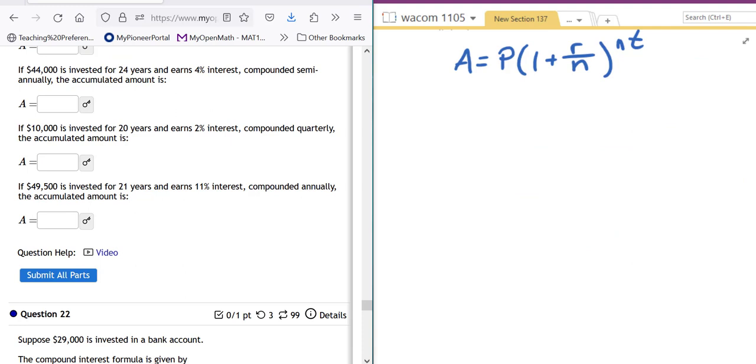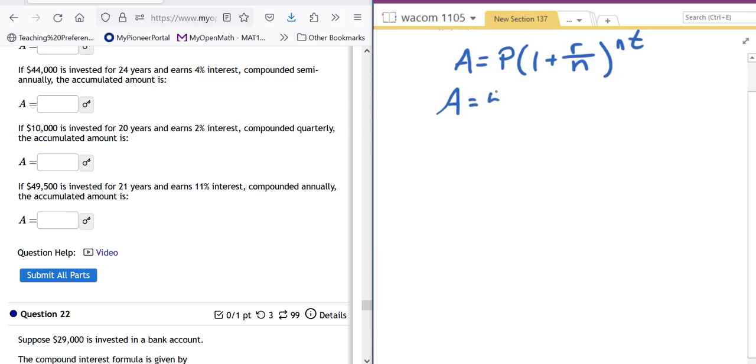All right, the last part on this problem, we have 49,500. That is our principal. 21 years, that is our time. 11% is our rate, compounded annually. So only one time a year, so our N is 1. And we want to find the accumulated amount. So we're looking for A.